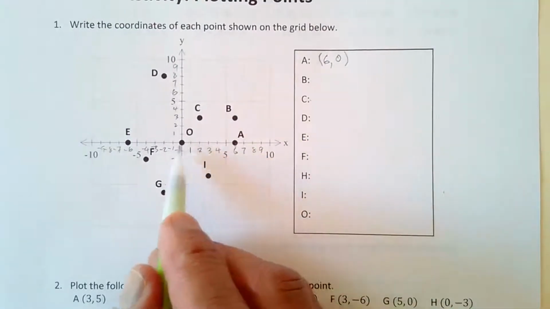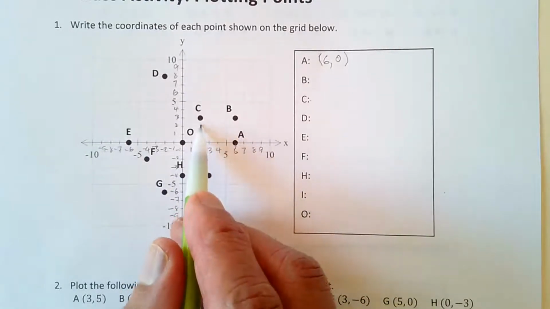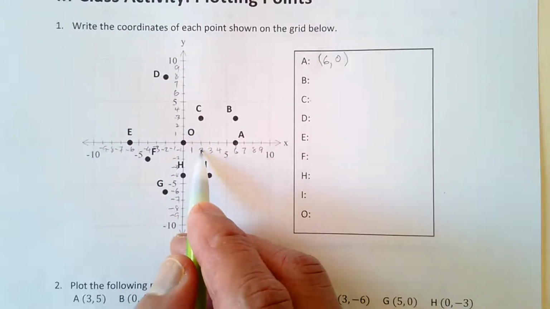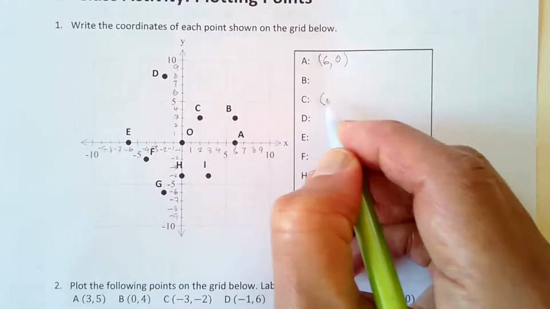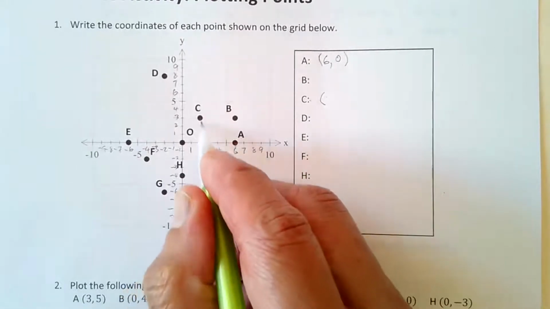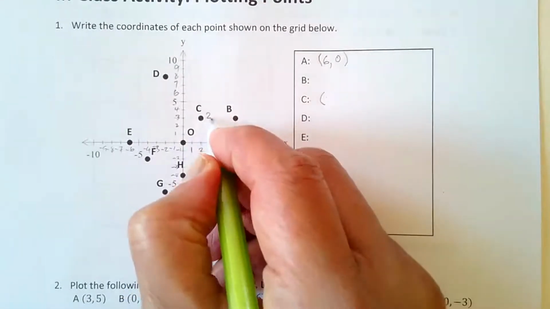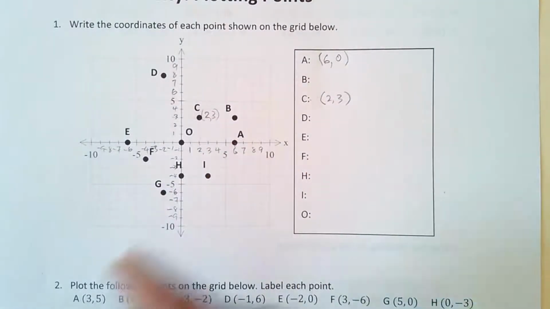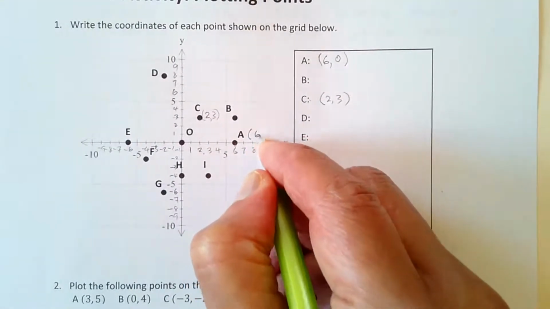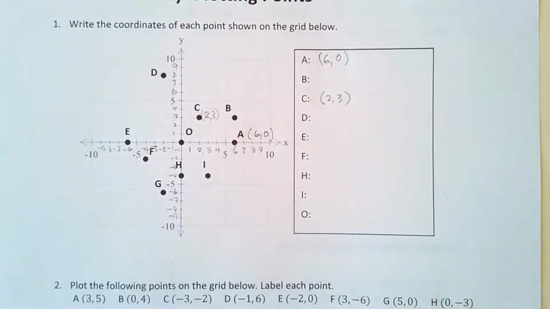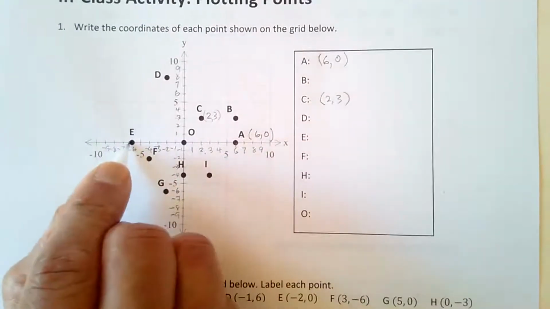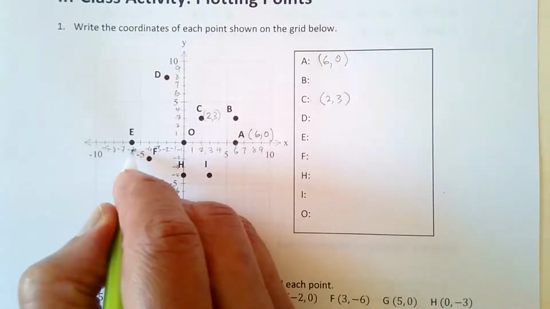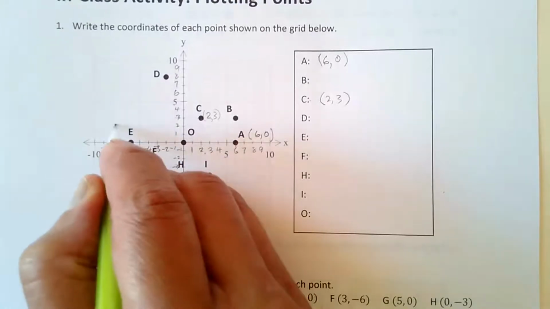Let's look at C. It's right here. So we go down. It'll be 2, 3. So always say x first. So 2, 3. So I'll put 2, 3 there. So A is (6, 0). E is right on the x-axis here. So it will be (-6, 0).